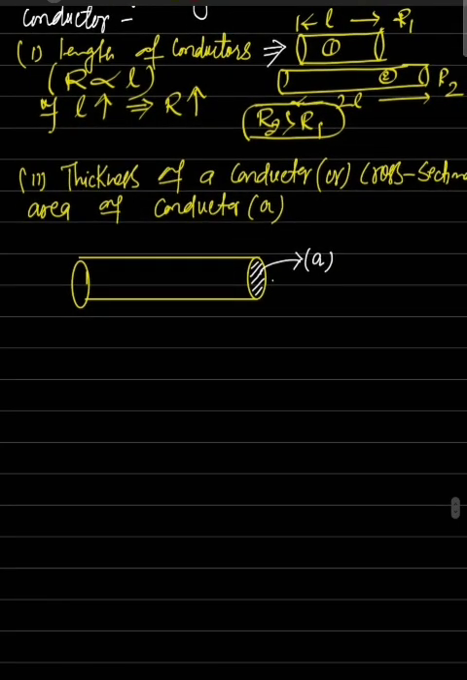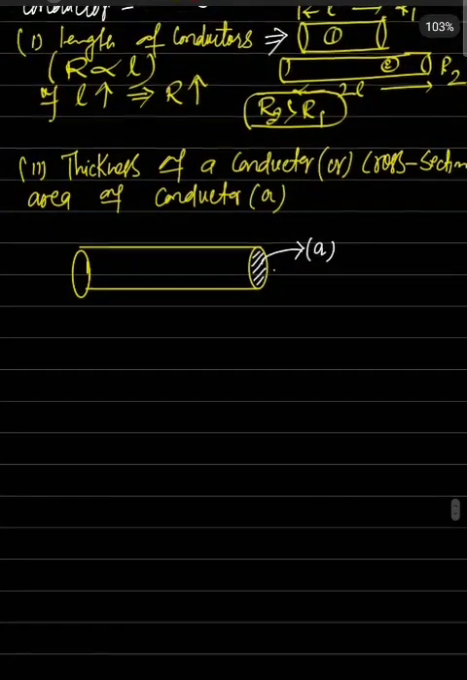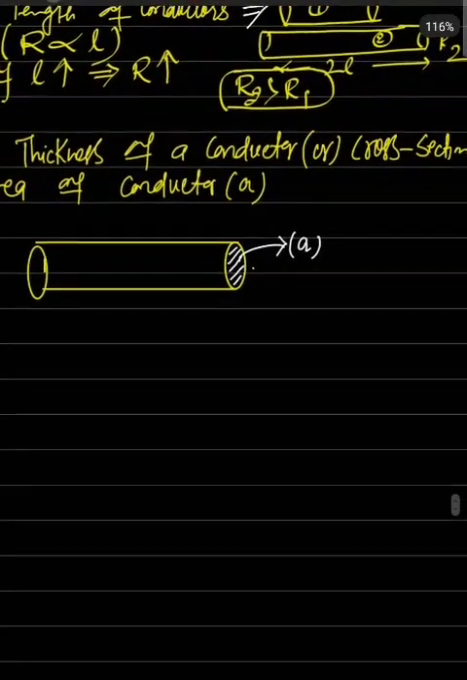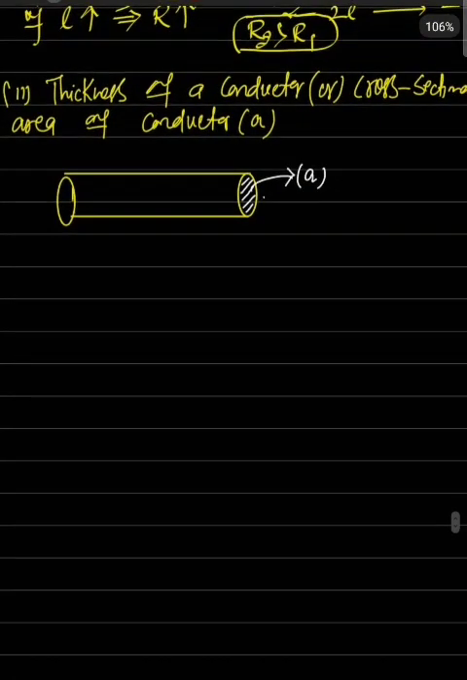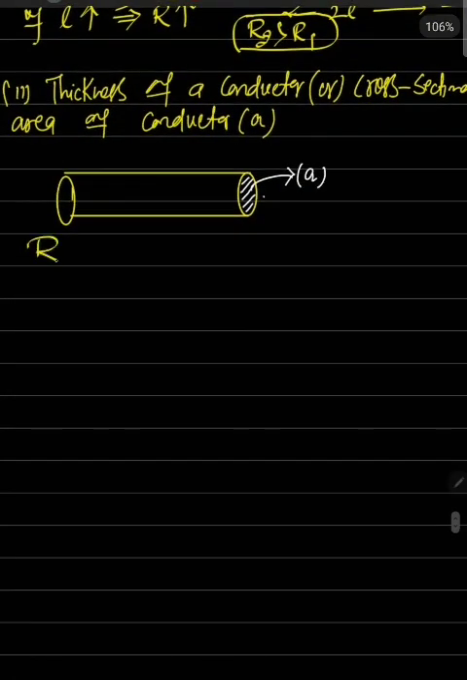Now the second factor is the thickness of a conductor, also called the cross-sectional area of a conductor. So what is thickness? Thickness of any conductor, of any length. So the resistance of any wire is inversely proportional to its cross-sectional area or thickness of the wire.